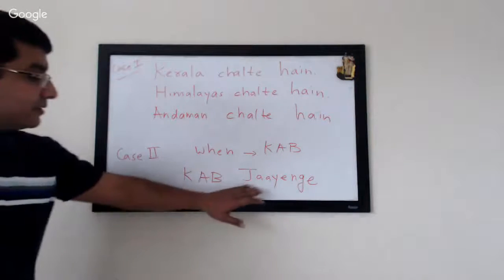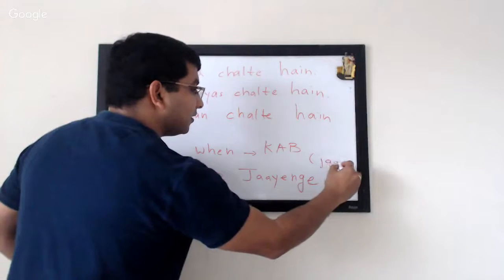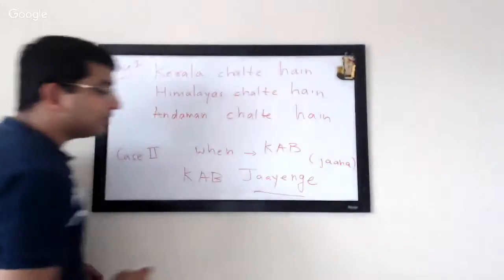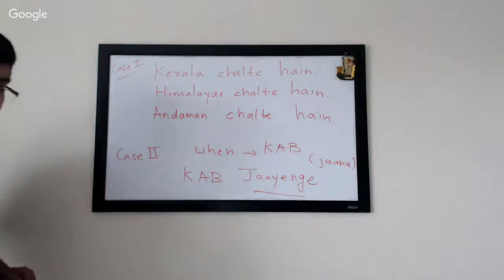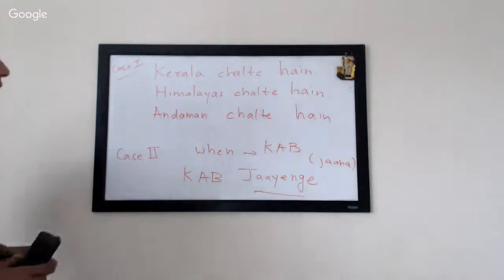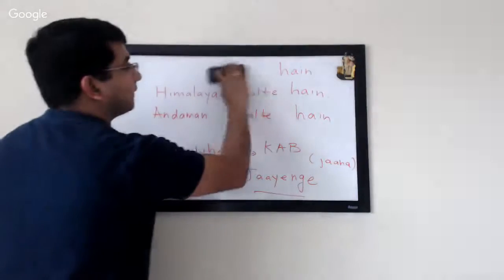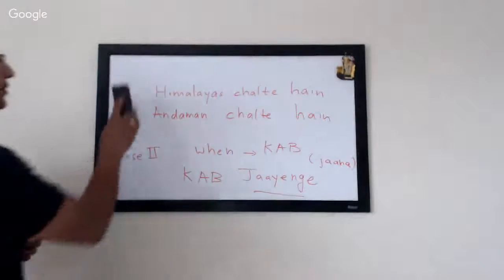Okay, remember it. The verb is jana. Jana is to go, but जाएंगे is like "will go". When will we go? हम कब जाएंगे? Okay, so that's case two. We'll continue case two here.